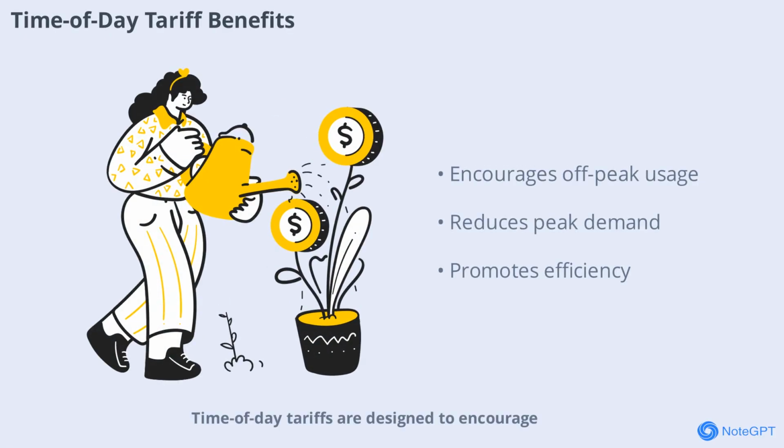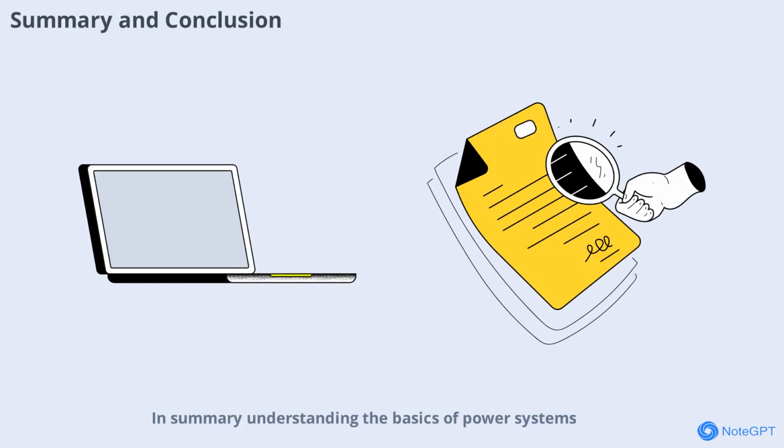Time-of-day tariffs are designed to encourage consumers to use electricity during off-peak hours, reducing strain on the grid during peak times. This not only helps balance supply and demand but also promotes energy efficiency and cost savings. For large consumers such as industries and even for smaller users, time-of-day tariffs can lead to significant savings and a more stable power system.